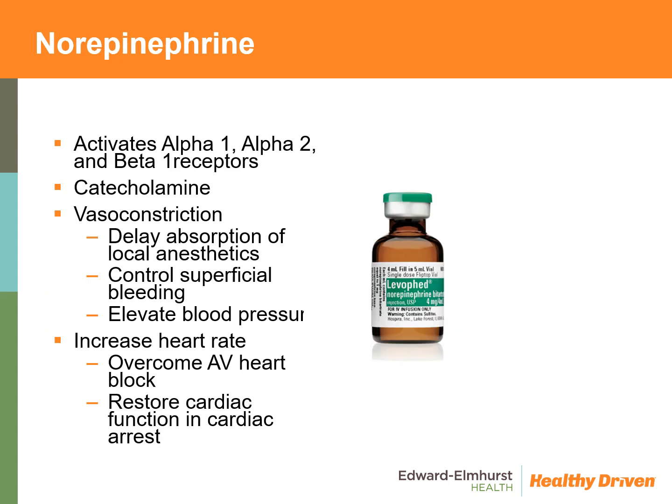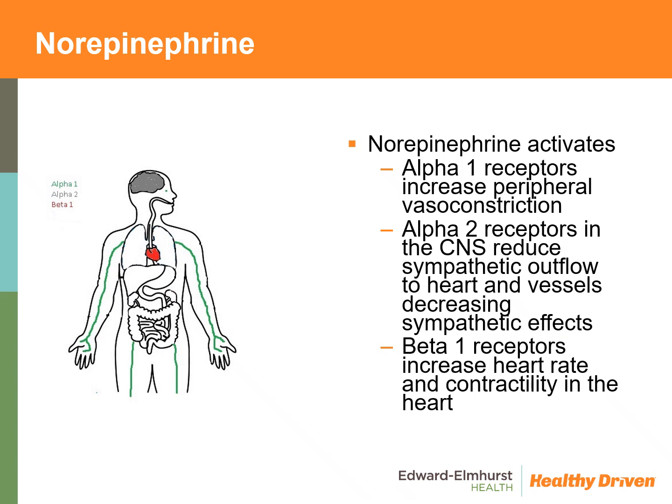All right, so then we have norepinephrine, which activates your alpha-1, alpha-2, and beta-1 receptors. So it's a catecholamine, promotes vasoconstriction, which delays the absorption of local anesthetics, controls superficial bleeding, elevates blood pressure, increases heart rate to overcome that AV heart block, and restores cardiac function in cardiac arrest. We can see that it affects the alpha-1, alpha-2, and beta-1, and does a lot of those similar things as epinephrine does, but not as much on the heart rate.